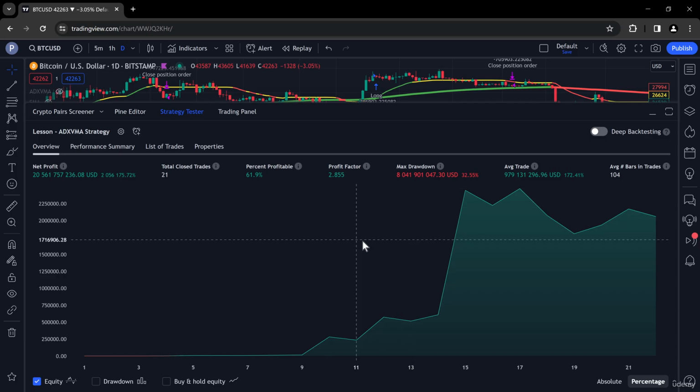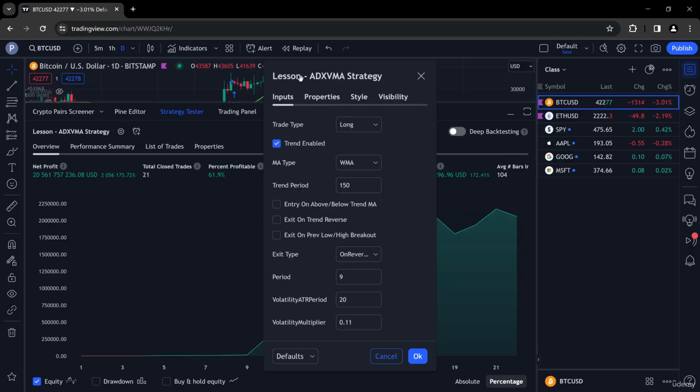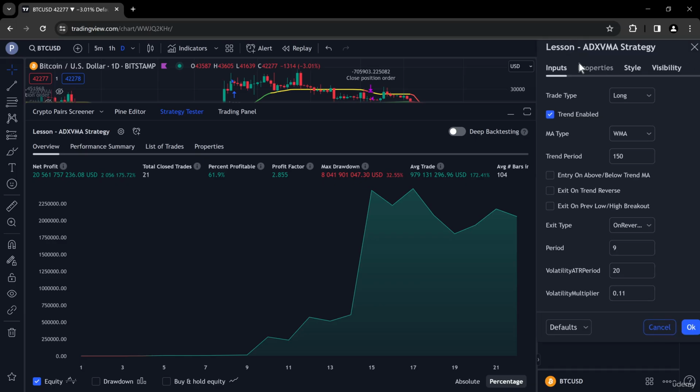Now, as you can see, with the default parameters of the strategy, it performs very well for Bitcoin on the Bitcoin chart, and it generates 2,056,175%. So now let's review how this strategy works on the chart and review the strategy parameters. Let's take a look at what parameters this strategy has, one by one.